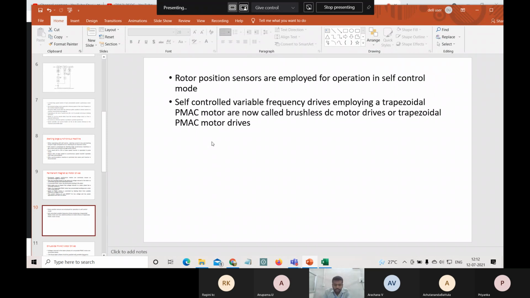So in your examination, they may directly ask about permanent magnet AC motor drives. Explain in short about the permanent magnet AC motor drives, or they can call it brushless DC motor drives, trapezoidal PMAC motor drives. Okay.